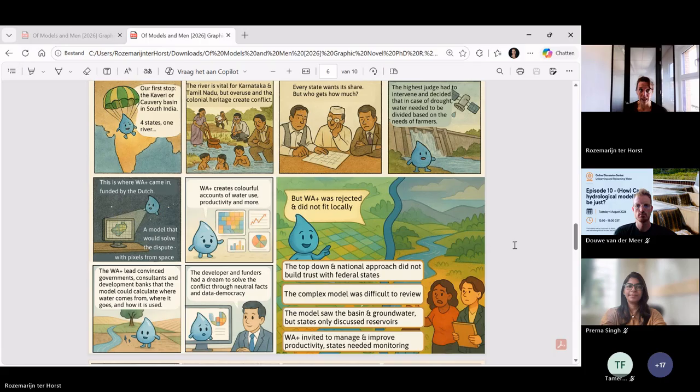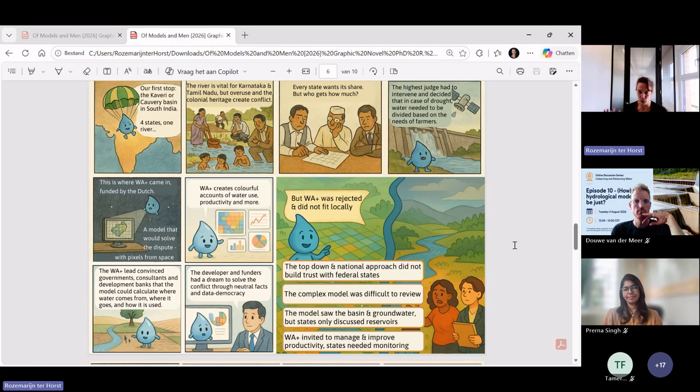And what they came to in the meeting, we had a meeting for two days, and the model was not accepted. It was even rejected. So for many reasons, you can say, okay, there is a tendency for central control. The states would of course say no, but why? And I concluded that the top-down and national approach did not build trust with the federal states. Then the complexity of the model made it very easy to say, look, I don't understand what is going on. I don't know how we come to this outcome, so I reject it. I cannot check.